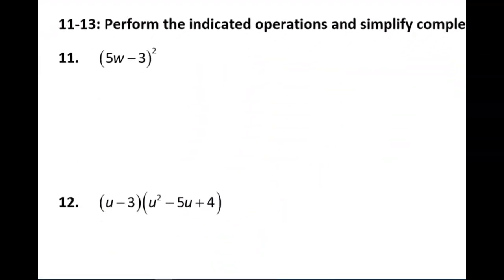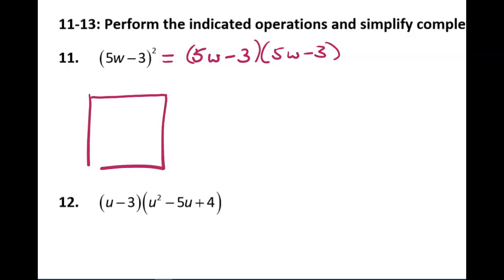All right, let's check out 11. Perform the indicated operations. So 5w minus 3 squared means 5w minus 3 times 5w minus 3. Don't distribute the exponent. Exponents don't distribute over subtraction. So if you like, you can make a box. So 5w minus 3 times 5w minus 3. You can do that whenever the factors that are being multiplied together are a binomial or a trinomial, that is to say that they are added or subtracted.